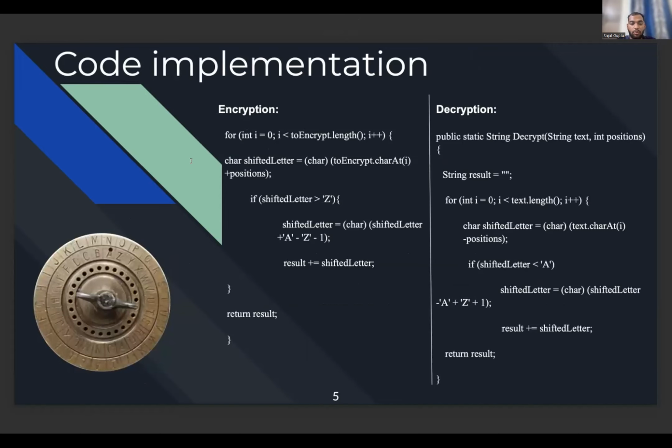Coming to the code, this is the code implementation for encryption and decryption. Here we used a for loop, and we started the for loop from 0 until the string's length, and incremented it by 1. Now we want to shift a specific letter, and if the shifted letter was greater than z, then the shifted letter was replaced by shifted letter minus z minus 1, and the shifted letter was added to the result, and finally the result was returned as the output.